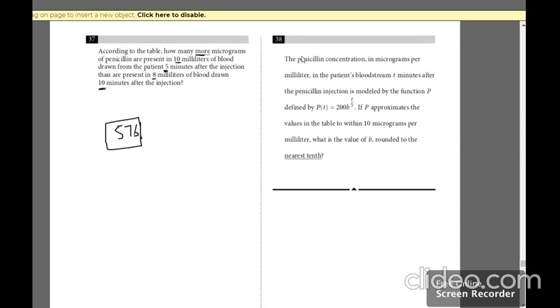Now we have question number 38, this is the final part. The concentration of penicillin in micrograms per milliliter t minutes after the injection. So already they have given us a model. If P approximates the variable within 10 micrograms per milliliter, what is the value of b rounded to the nearest tenth? This is what we have to focus on.